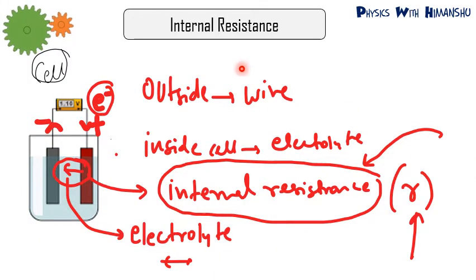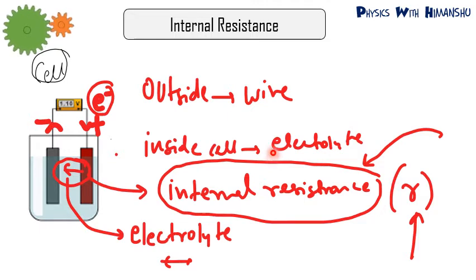Okay, so the first topic is internal resistance. Now we know that in an electric circuit, when there is movement of electrons, there is a potential drop. But inside the battery also, an electron has to travel from one electrode to another electrode, and in between the electrodes there is electrolyte. So in between the electrodes also the electron will face some resistance, and this resistance is called internal resistance. Outside a battery we have wire in which there is a potential drop. Inside a cell or battery we have electrolyte where there is a potential drop.